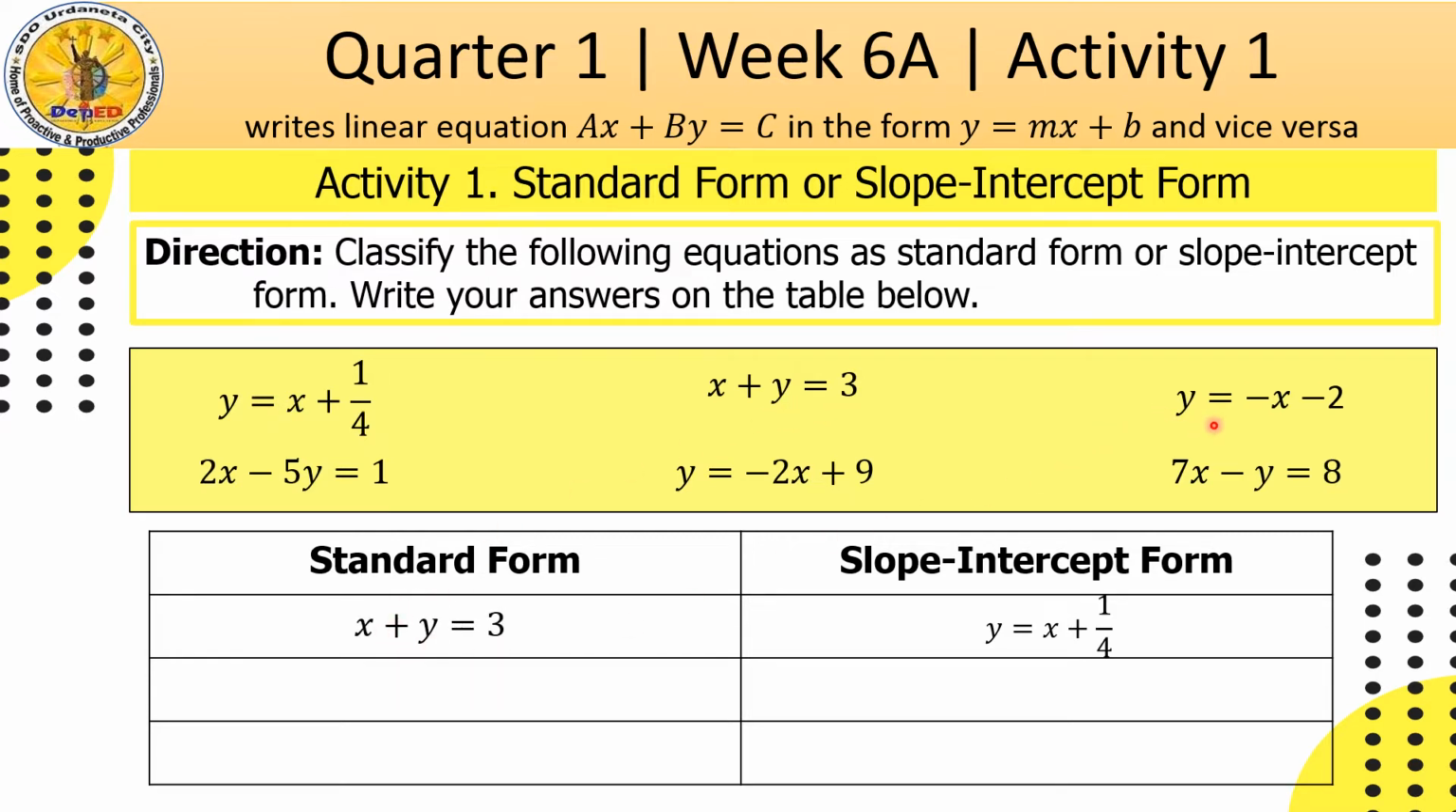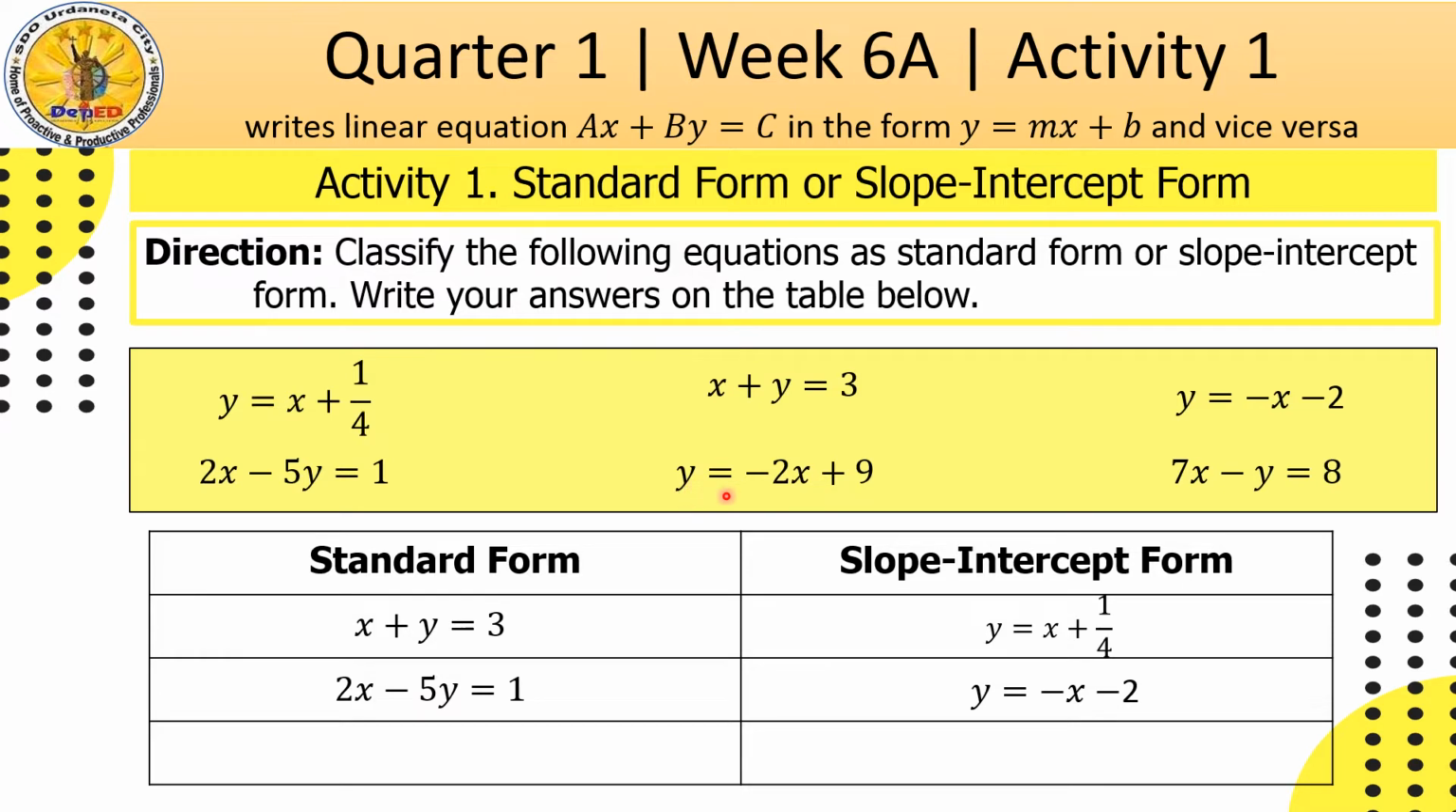For this example, we have y = -x - 2. Y is on the left side of the equation, and we have variable x and the constant on the right side. So this is slope-intercept form. Next, we have 2x - 5y = 1. Variables x and y are on the left side of the equation, and constant 1 is on the right side. So this is standard form.